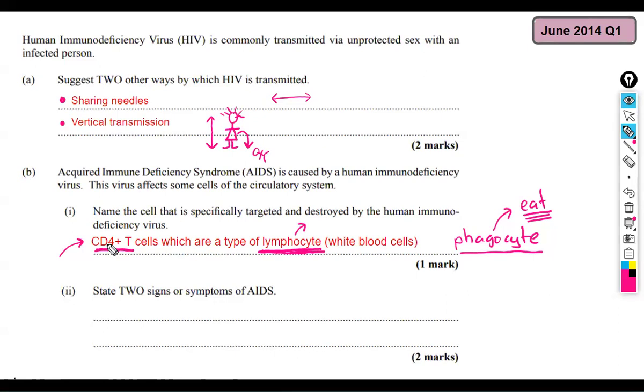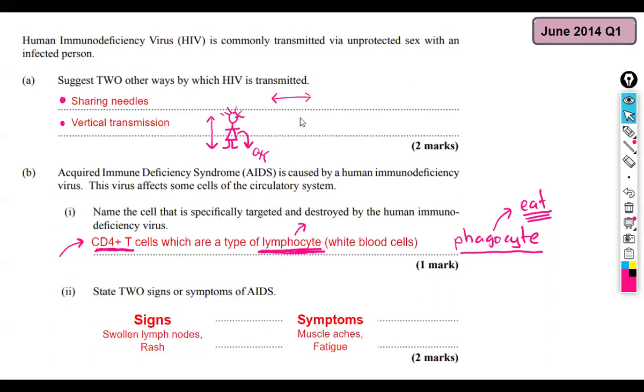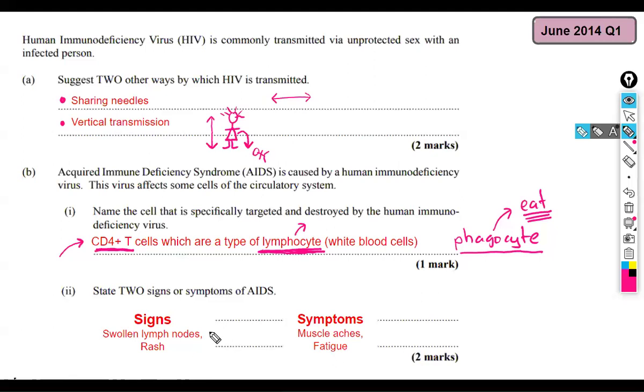And what are two signs or symptoms of AIDS? Now, I already prepared these answers. Signs, you have plenty to choose from, by the way, from the table I gave you. Swollen lymph nodes or a rash. Those are signs. These signs are physical things that you can actually see and interpret. Like you could actually feel your lymph nodes being swollen, and you can actually count the amount of lymph nodes swollen.